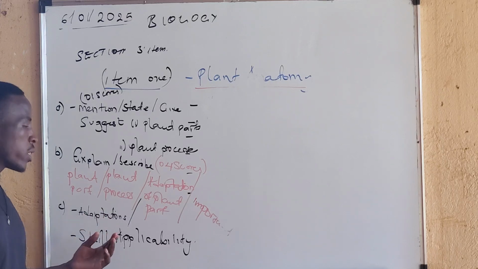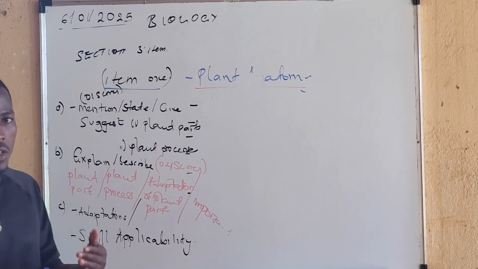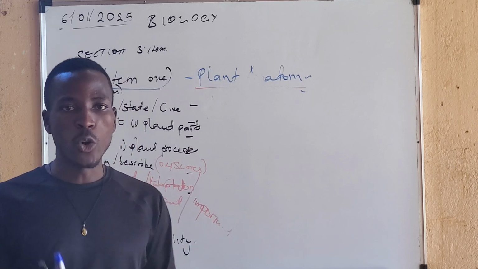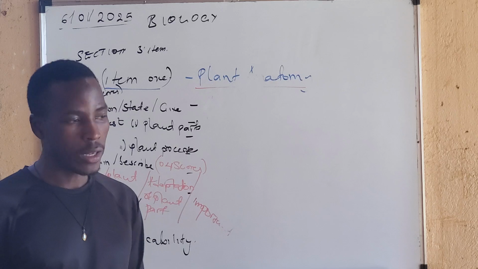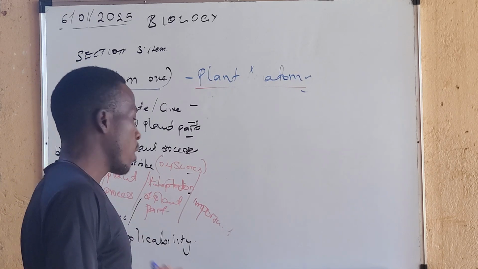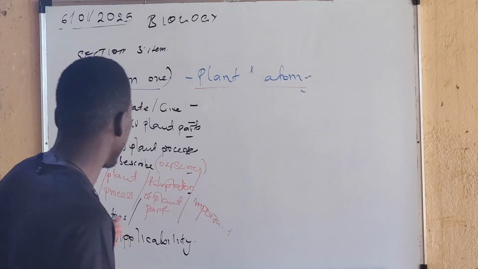Then for adaptations, these are what we call the mechanisms through which plants will fight in order to normalize their being or their living. Okay, that is number one. That's how we answer number one.